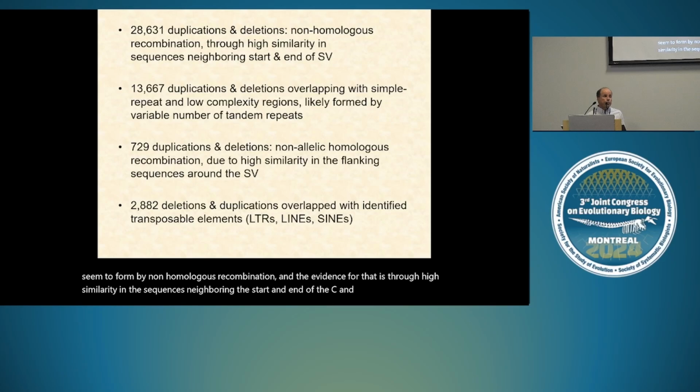Now, this doesn't prove any of these. We haven't proven the mechanisms, but we are getting some clues as to what they might be. The next highest category seems to be formation by variable number of tandem repeats. The next, which was relatively small compared to the others, was non-allelic homologous recombination.